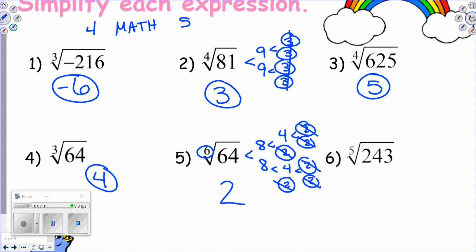But hold on, let's take a look at this one. If I did this one, 8 and 8, I know I got it over there, but let's look at it again.